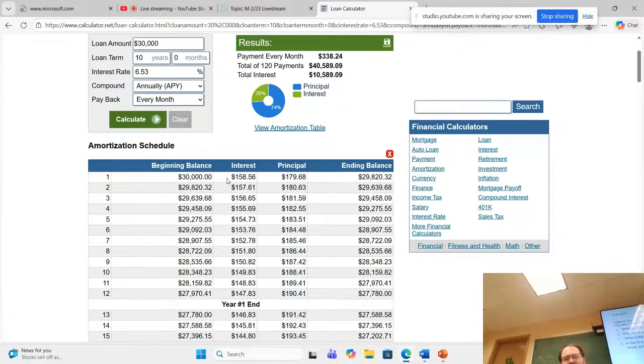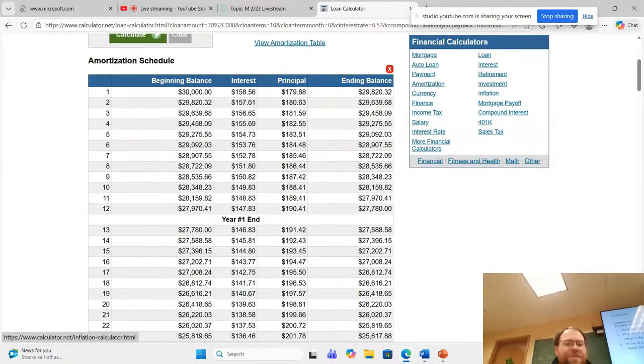So the first month, that $338 you're giving them, they're only going to give you credit for $179.68. They're going to keep $158.56 for themselves as interest.